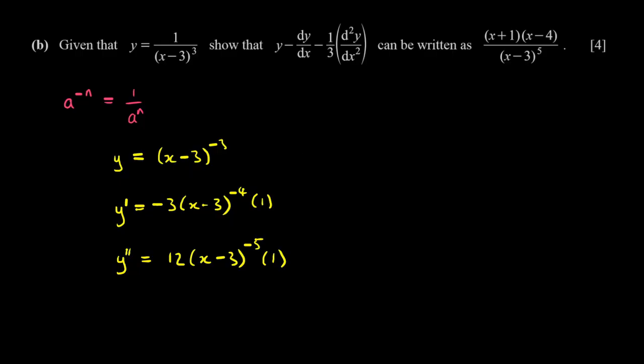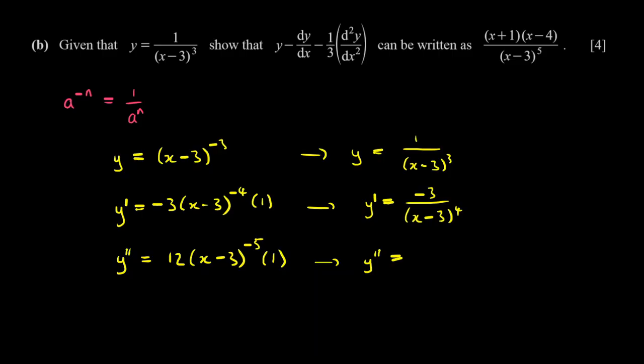So now what we're going to do is rewrite this as y equals 1 upon (x minus 3) cubed. We're going to rewrite y prime as minus 3 over (x minus 3) to the power of 4. And we're going to rewrite y double prime as 12 over (x minus 3) to the power of 5. Now, if you're not sure about that, let me just try to explain it a little bit.